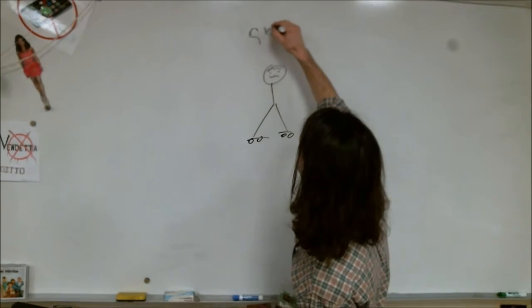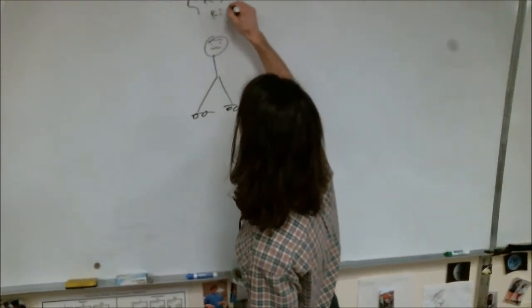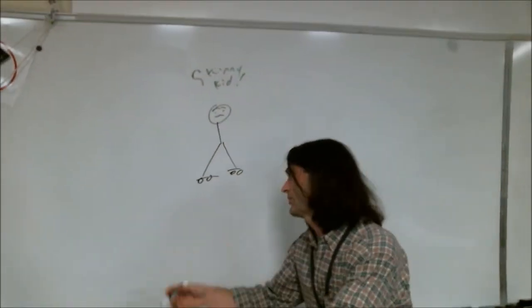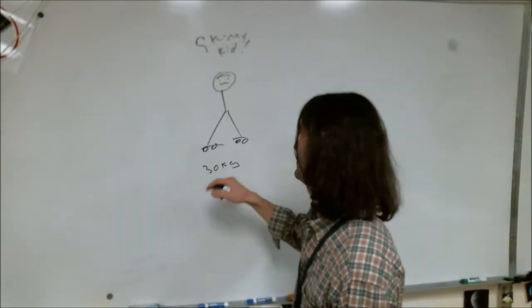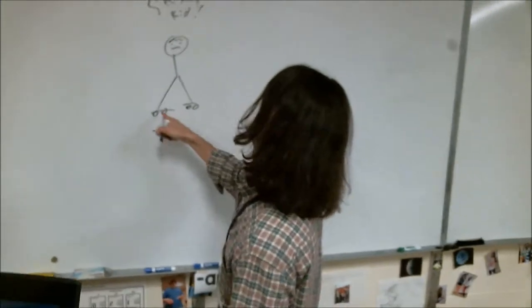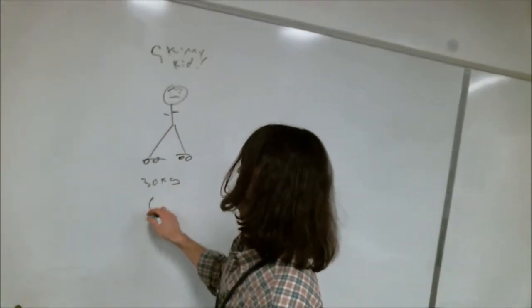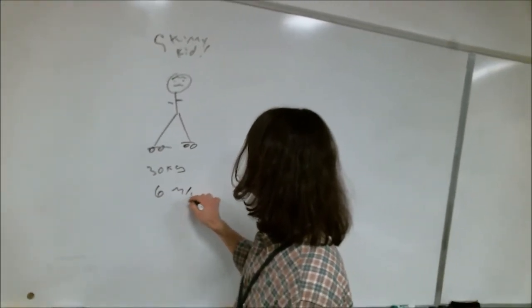That is a skinny kid. I'm just going to make up a mass. It'll be a very skinny kid. I'll go with 30 kgs. Let's say he's on a pair of roller skates, 6 meters per second.